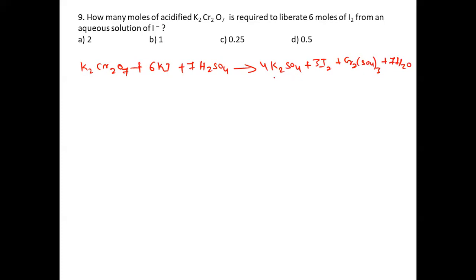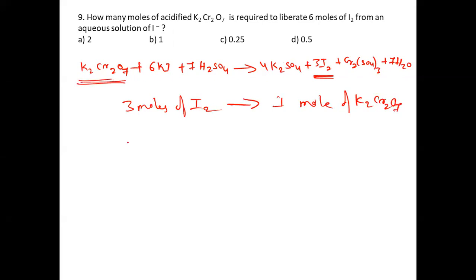So according to the above reaction, 3 moles of I2 requires 1 mole of K2Cr2O7. So 3 moles of iodine requires 1 mole of K2Cr2O7. But in the question, they have given 6 moles of I2. How many moles of acidified K2Cr2O7 are required to liberate 6 moles of I2?